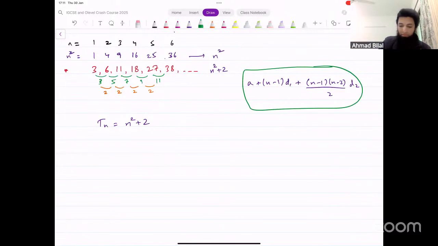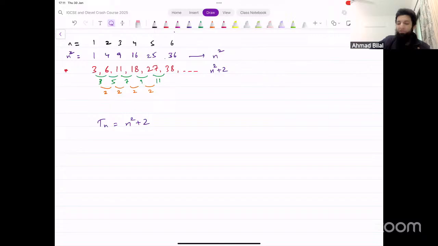Okay, so if you can't figure out the pattern from the question and you know it's a quadratic sequence, then this formula would be the backup that you use. You just input values in this, and you would get the same result from that as well. That would have been n squared plus 2.